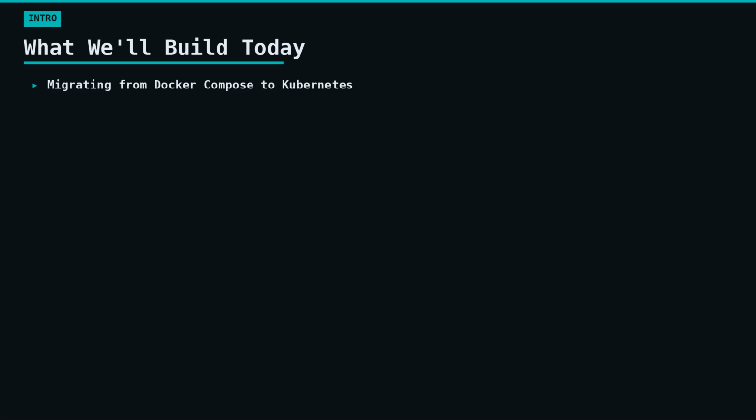Imagine you're a restaurant owner with multiple dishes to serve. You need to manage your kitchen staff, ingredients, and orders efficiently. Similarly, when you're working with multiple containers, you need a way to manage and orchestrate them. That's where Kubernetes comes in.